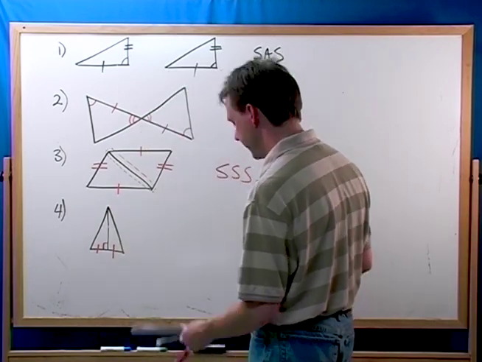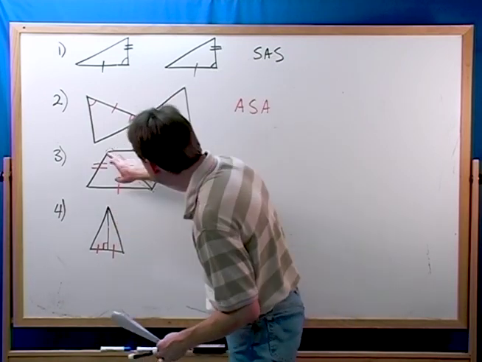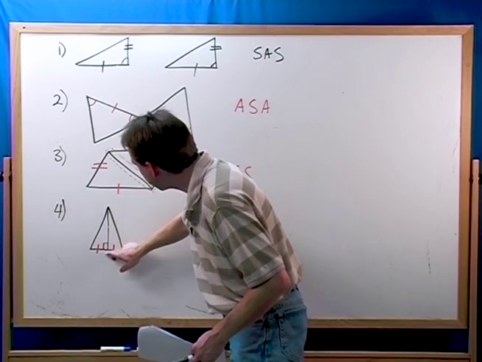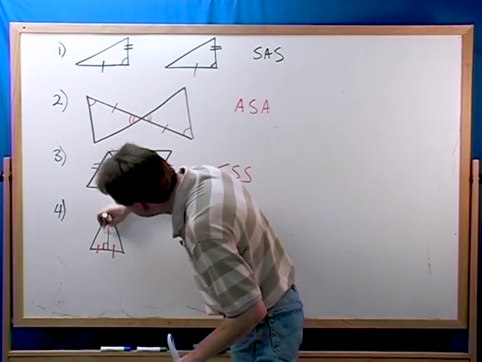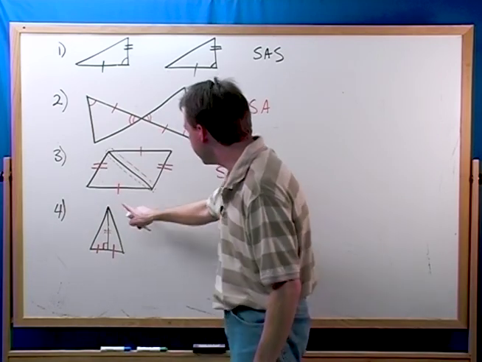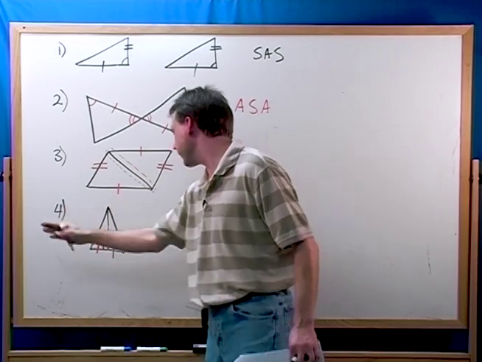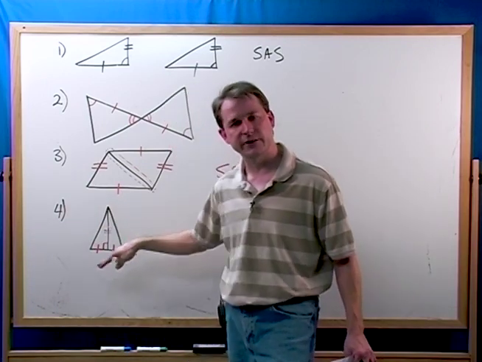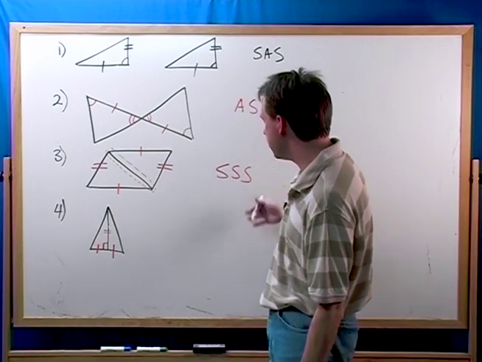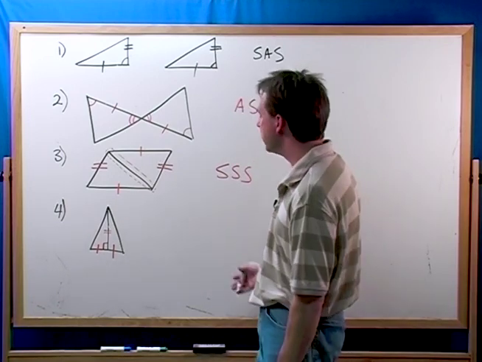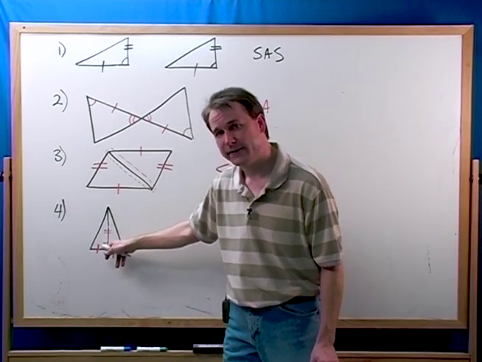Well, first of all, you notice right away the same trick as with the last problem. This is a common side. So you can put two little marks here to remind yourself that this side of this triangle is the same as this side of this triangle. So really, I know two sides of these triangles are congruent. So maybe I can use side, side, side. Maybe I can use side, angle, side. Do I have any angle information here? Well, they tell me this is 90 degrees, okay?